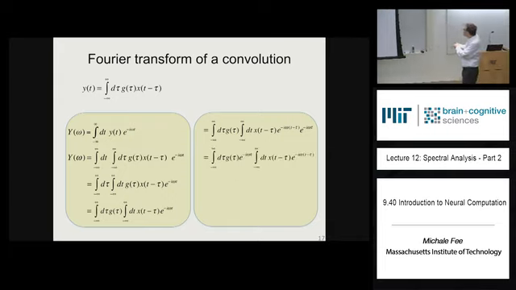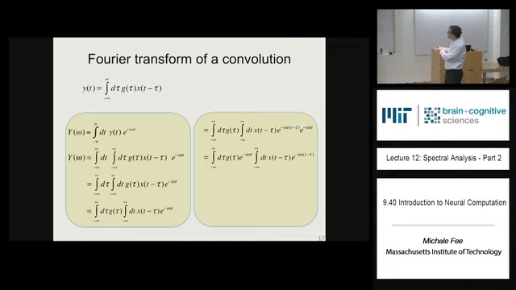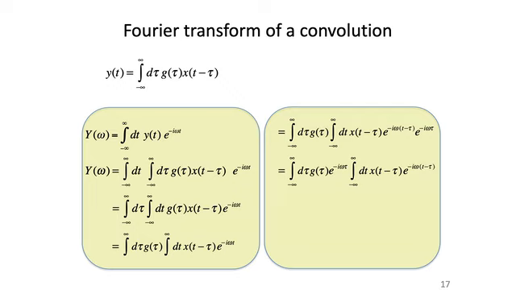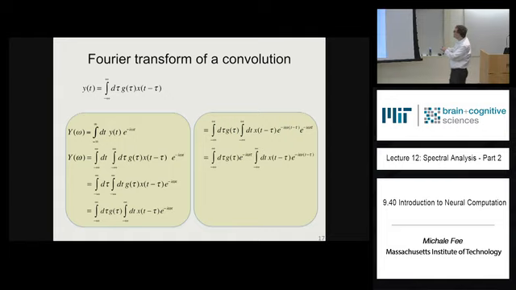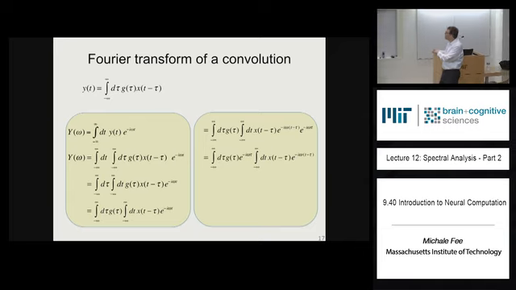Now, we're integrating over t, but this is only a function of tau, so we can pull that out of the integral. And now we have integral dt x of t minus tau e to the minus i omega t minus tau. And what do you think that is? What would it be if there were no tau there? If you just cross that out and that, what would that be? Anybody know?